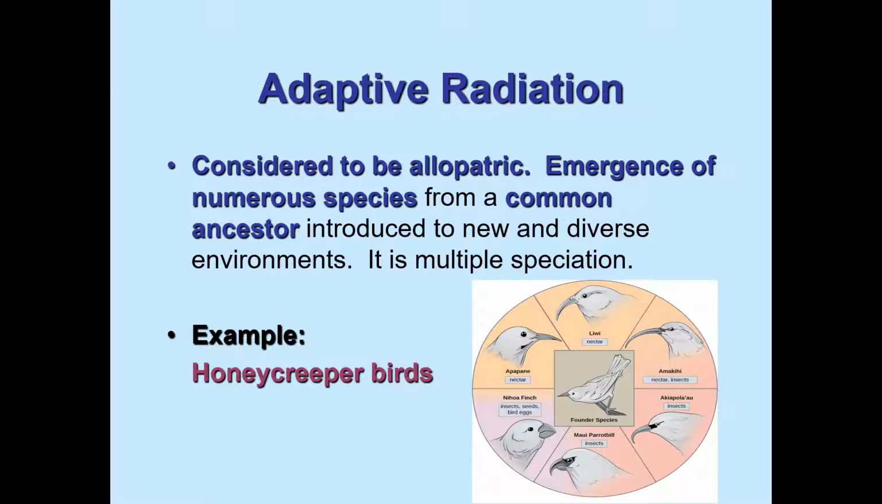Now, adaptive radiation. Adaptive radiation is basically speciation in more than two species. So basically, you have one species, and that gives rise to a whole bunch of new species. An example is the honeycreeper birds. They live in Hawaii. It's just multiple speciation, basically. You've got this one honeycreeper bird that gives rise to a whole bunch of others. That's adaptive radiation.